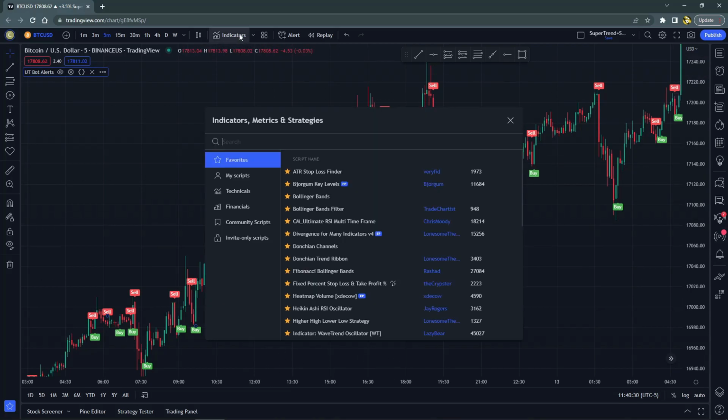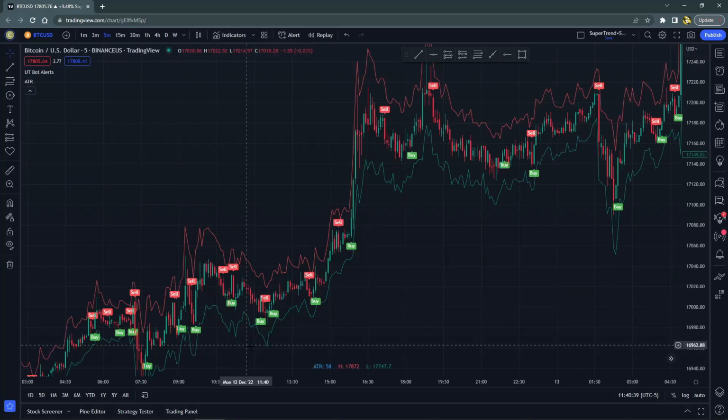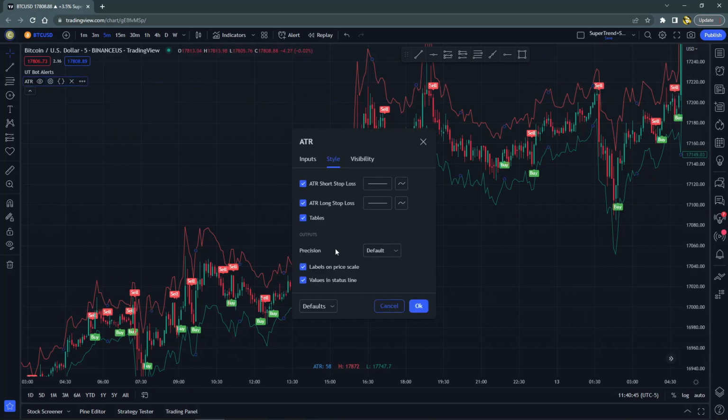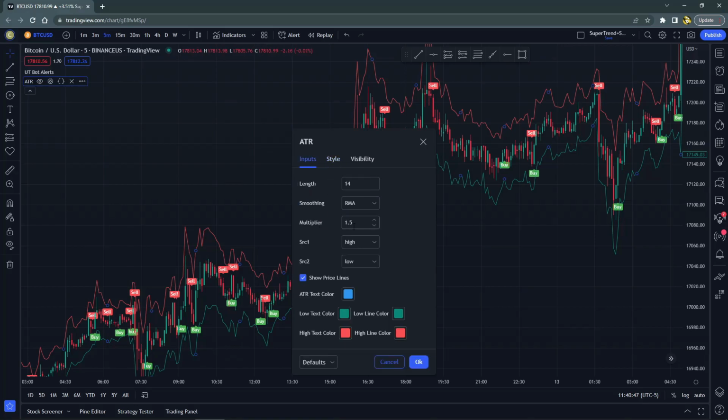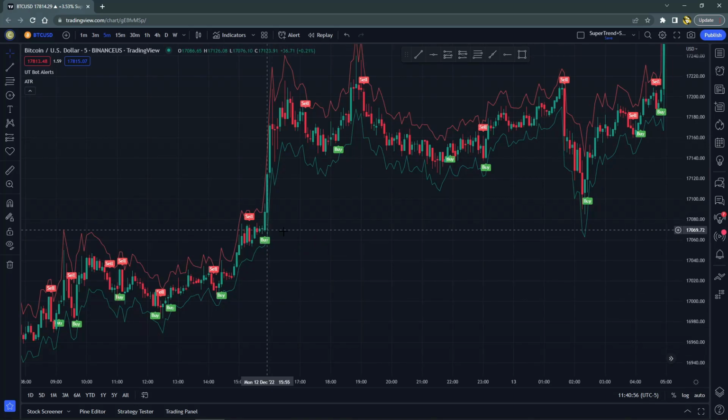Next indicator is the ATR stop loss finder. This is a great indicator. It allows you to easily make your positions with a quick and dirty little stop loss to make sure you don't get too far out of whack. When you go to the ATR, you can change the inputs to 1. Everything else is fine, other than you may want to get rid of the tables down here at the bottom. So now we have that on the screen.